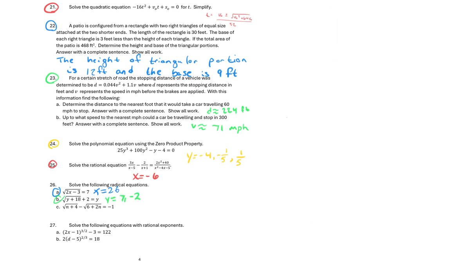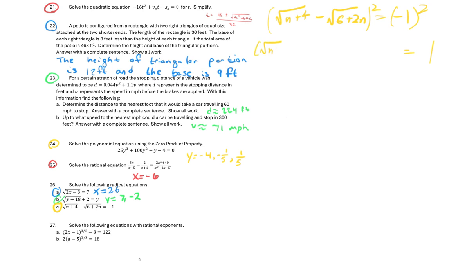Okay, now looking at number 26, part C here. We're given the square root of n plus 4 minus the square root of 6 plus 2n is equal to negative 1. So just like on our previous ones, we're going to have to square both sides. This one's going to get a little tricky, but we're going to do great on it. Square both sides. So our right side is going to end up going to 1, right? Because a negative square is just going to be positive.